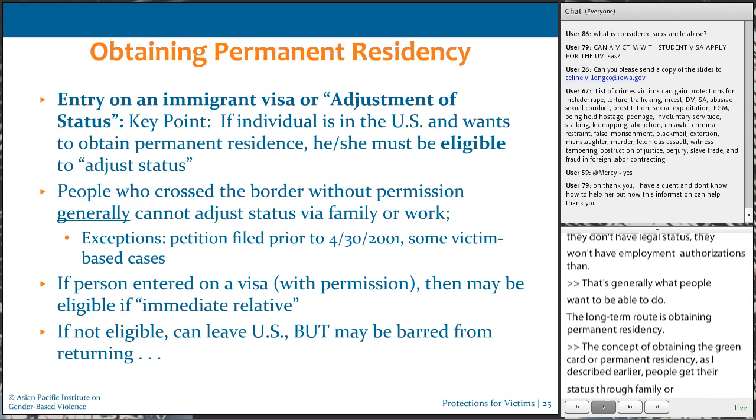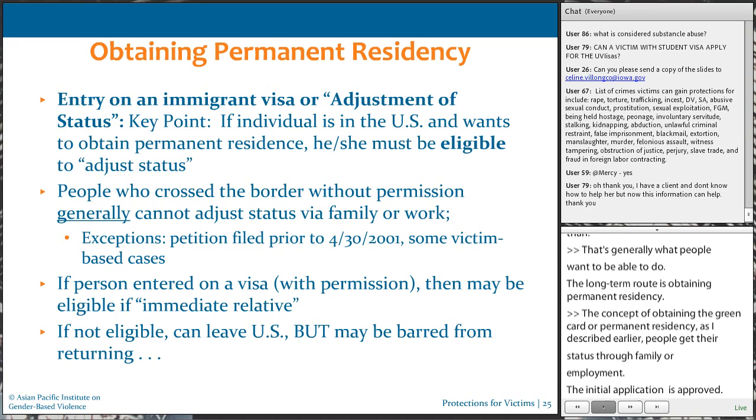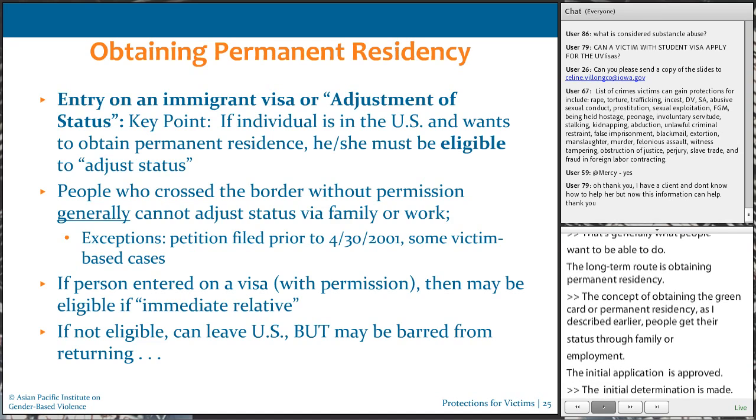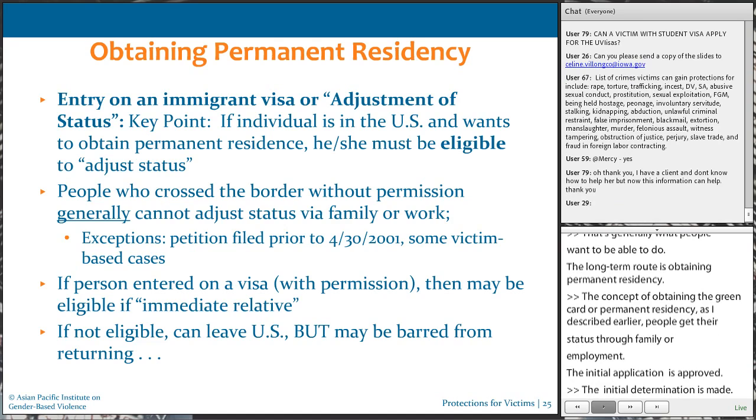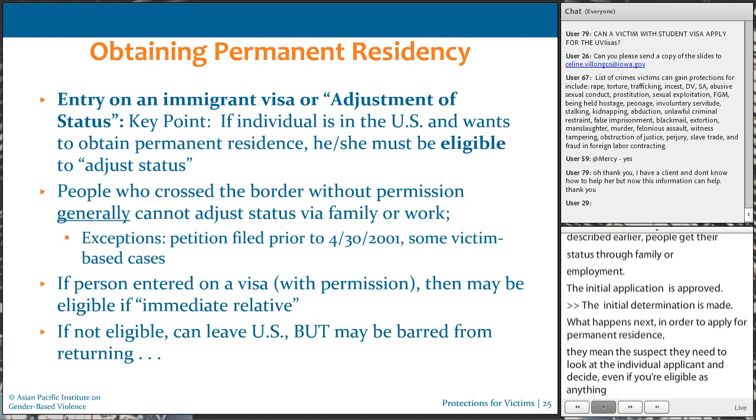What happens is, the initial application is approved, and USCIS makes that determination. The person's eligible because their spouse sponsored them, or the person's eligible because their parent or their employer sponsored them. So USCIS makes that initial determination: are you eligible to fit in this category? What happens next, in order to apply for permanent residence, is they may need to look at the individual applicant and decide, okay, even if you're eligible, is there anything that disqualifies you from being able to get that permanent residence?